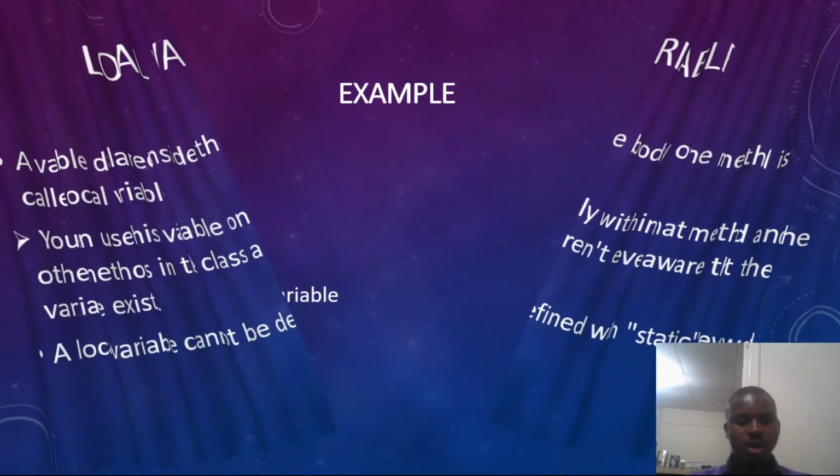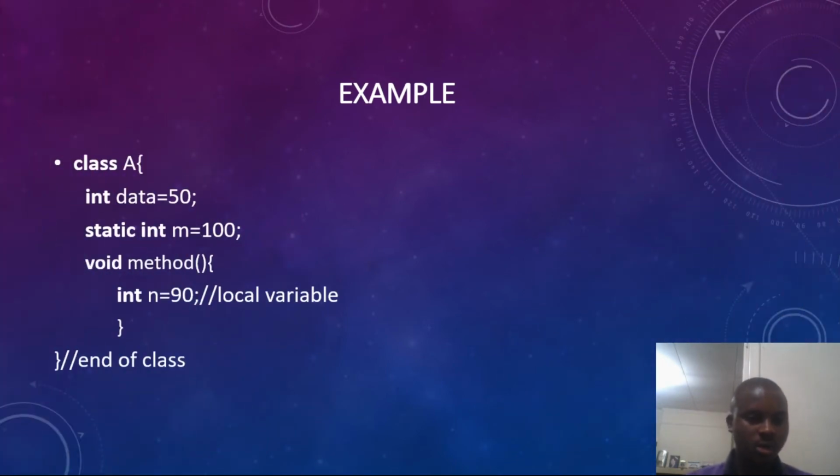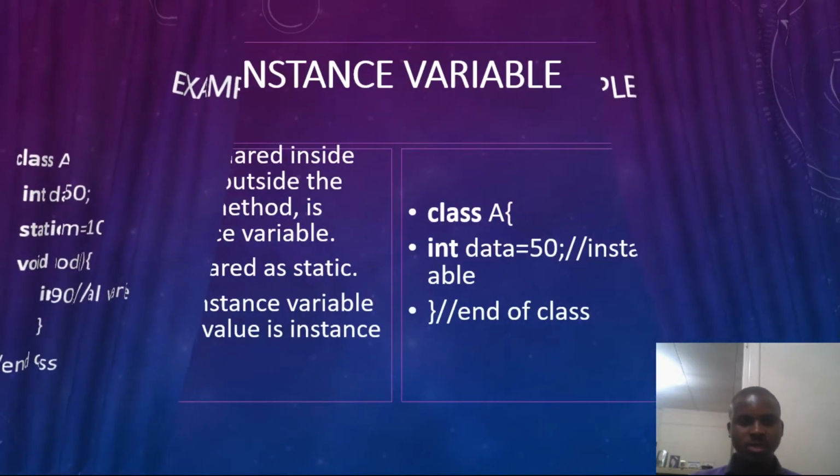So, an example of a local variable, how does it look like? Here you see we've got our int n, variable n, which is an integer type. This is the data type we are going to talk about later, which is being initialized to 90. This is an example of a local variable. Why? Because it is declared just inside this method, this void method. All these ones, we are going to talk about them in the next few minutes.